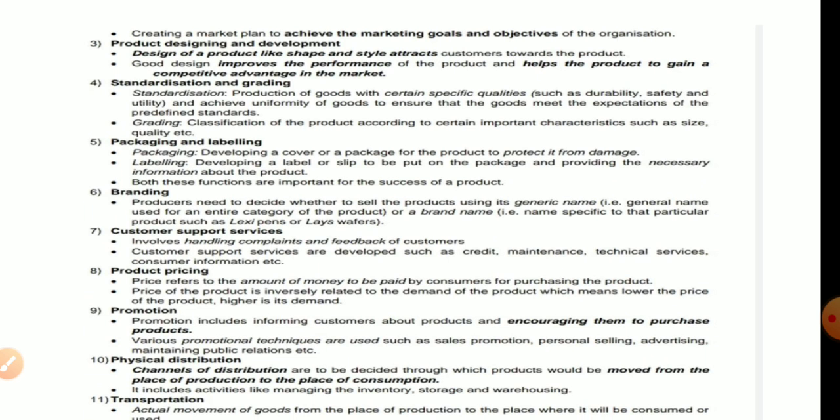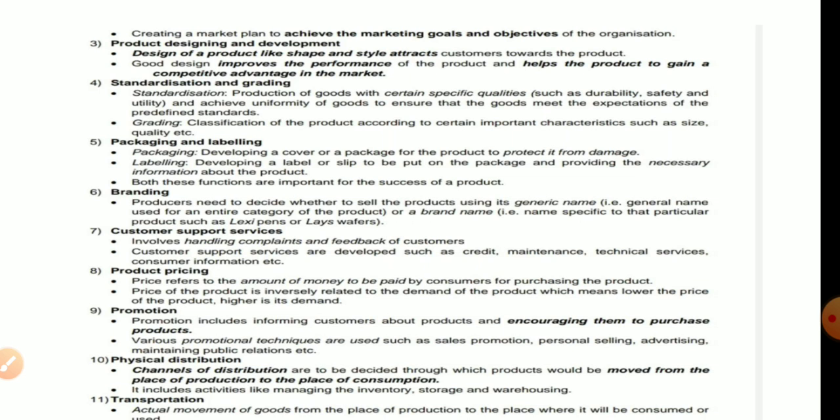Fifth is packaging and labeling. It is quite easy to understand. Packaging is the cover or package of the product so it can be safe from damage, and labeling is the slip which provides necessary information about the product. Both are important in the success of the market or product. Branding. The producer needs to decide whether to sell the product using the generic name, a general name used for an entire category of the product, or a brand name. Like Nestle is a brand, okay? Lay's is a wafer. So it is an example of branding.